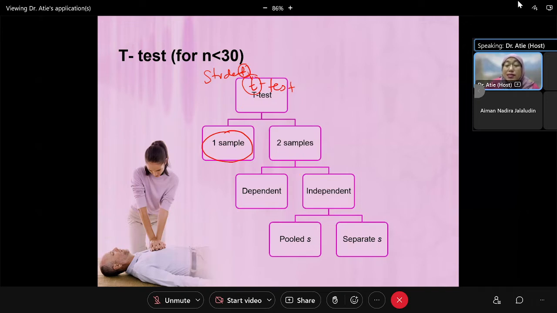For the independent samples, we have pooled S and separate S. What does it mean by pooled S or separate S? I will explain it later. But what I want you to do is just to write all this information on page 88 in the flow chart. Can you please do it now? I give you 2 minutes to do it.